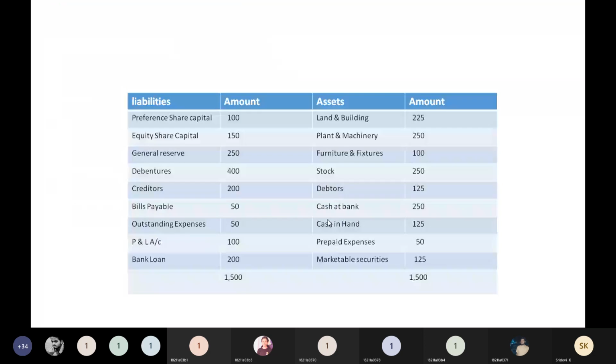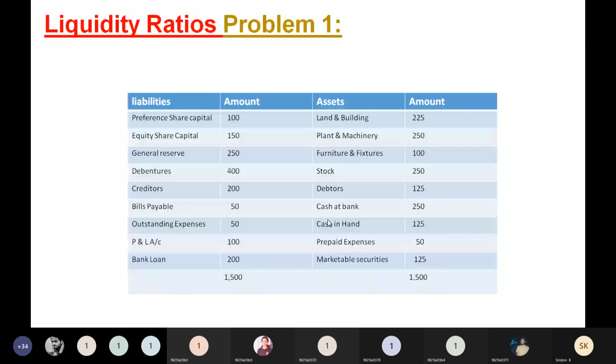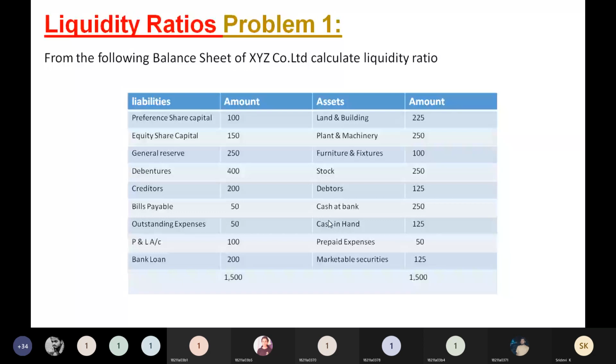Let us discuss this problem for liquidity ratio. A balance sheet is given here, and you need to calculate the liquidity ratio from the given information. First you pick out the current liabilities and current assets from the list. Can anyone say what items come under current assets on the assets side of the balance sheet? Whatever list is given under assets comes under assets.